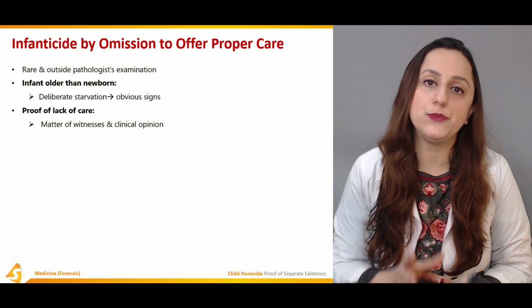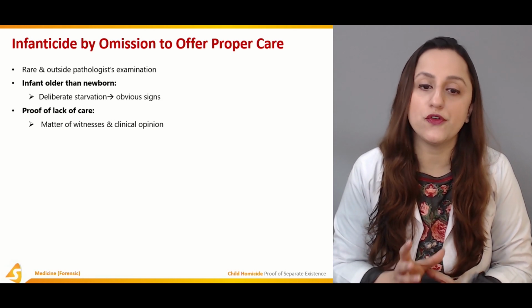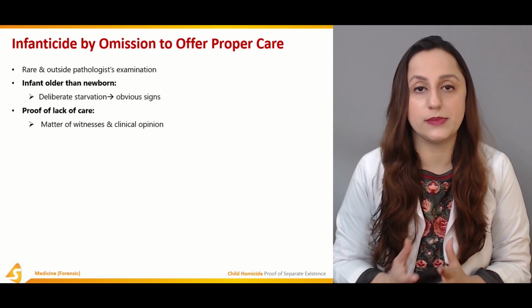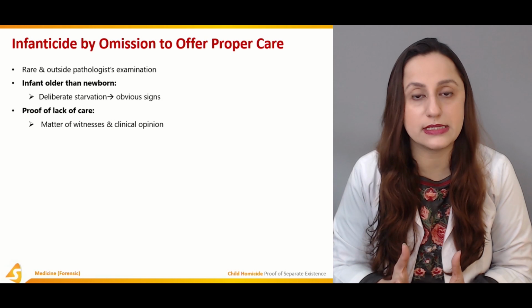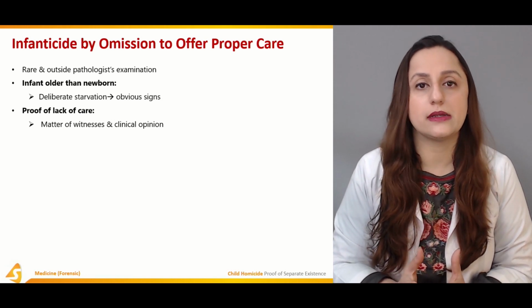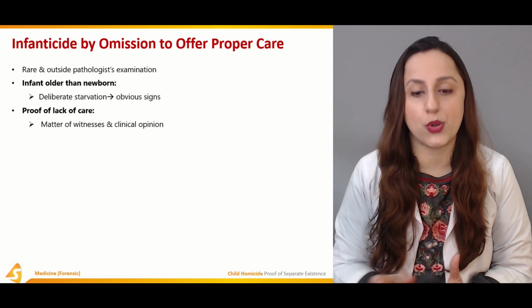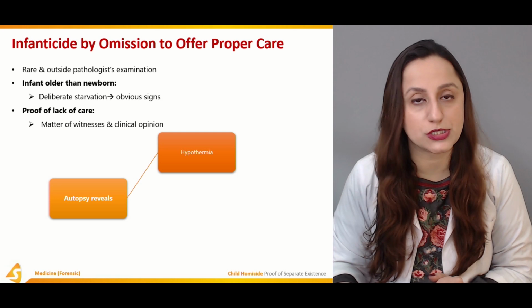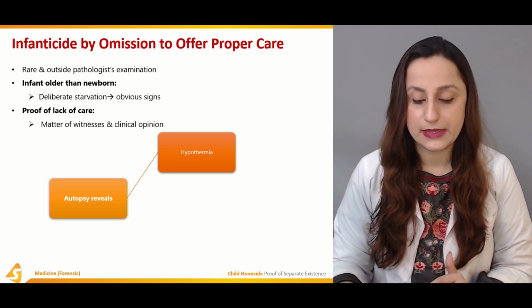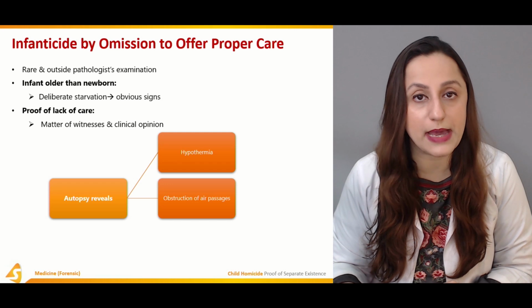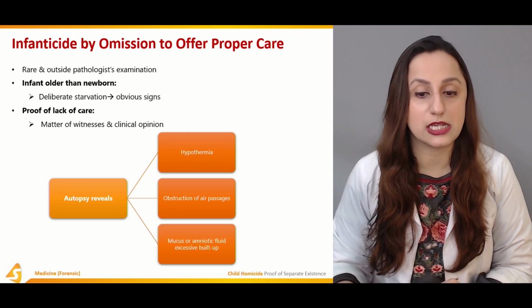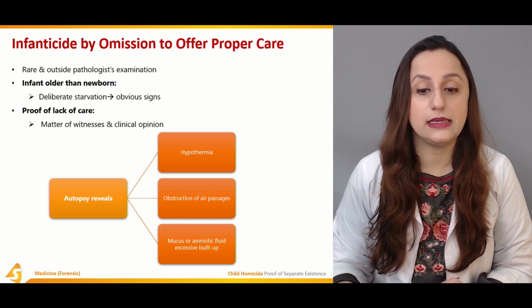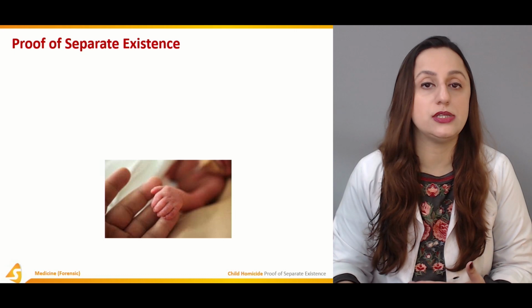Proof of the lack of care: what is going to basically prove the lack of care? The matter of witnesses and the clinical opinion. So we can get evidence from the surroundings, from the people around, who can tell whether proper care was given to the infant or the neonate or not. And then we can have a clinical opinion at the same level. Autopsy may reveal hypothermia, as the child is not covered properly in such cases, and obstruction of the air passages is sometimes seen, with mucus or amniotic fluid excessively built up in the respiratory passages or the tracheal rings.